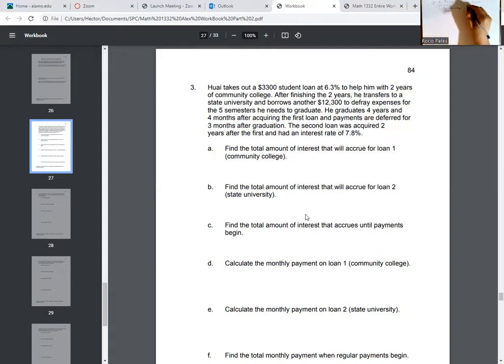So he graduates, let me write that down. This is kind of confusing if you don't write this down. He graduates 4 years, 4 months after the first loan. And payments are deferred for another 3 months. Payments deferred 3 months after graduation.